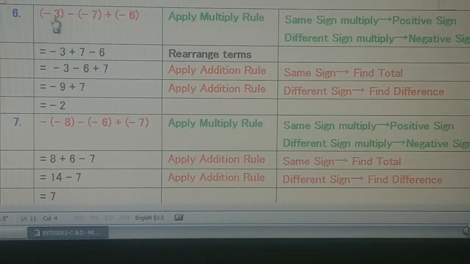So minus 6. So we copy minus 3, and between these two signs we put the plus sign, and then we copy 7, and between plus and minus we copy the minus sign, and then we copy 6. So minus 3 plus 7 minus 6.